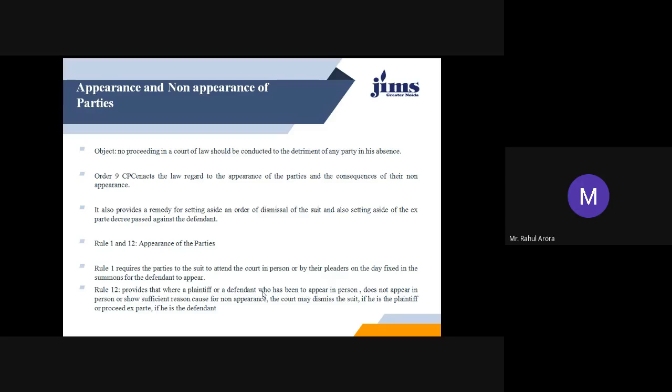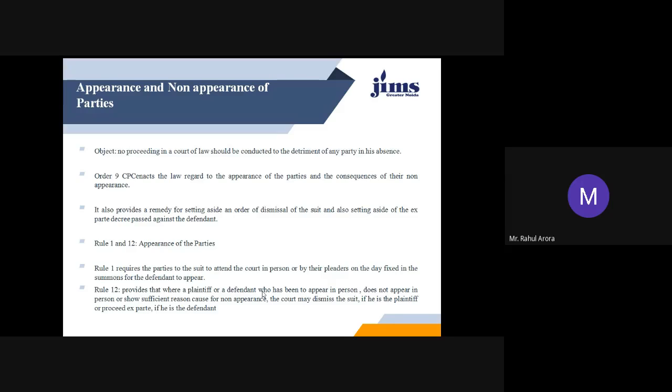So from this, we may infer that two types of order can be passed against the defendant if he fails to put in his appearance before the court of law on a certain date. The court may pass an ex parte order against him, and also may pass an ex parte decree against him. There are a total of 14 rules contained in Order 9.